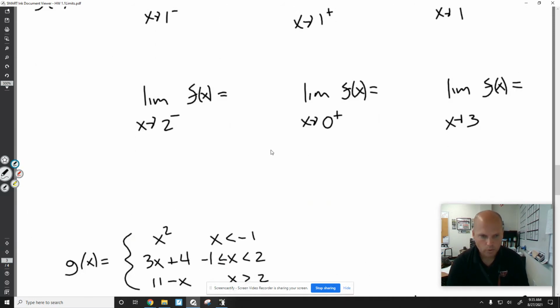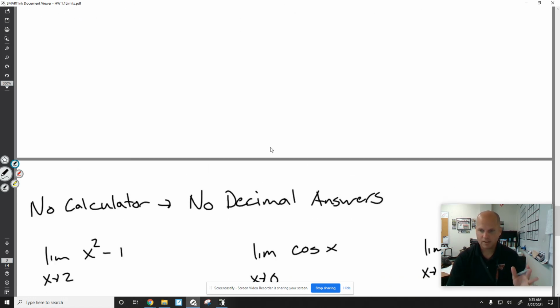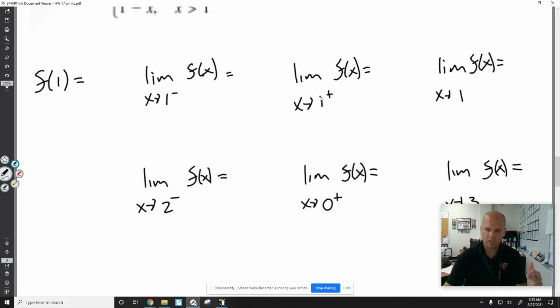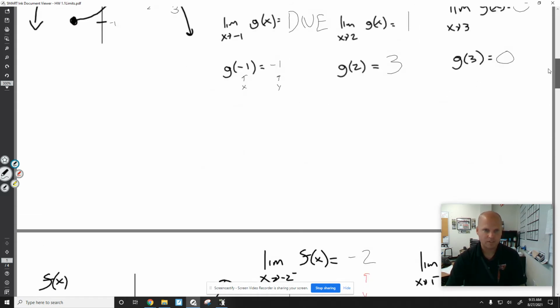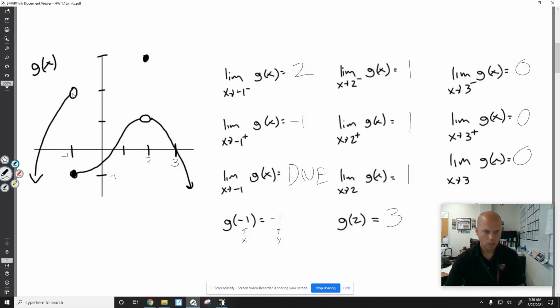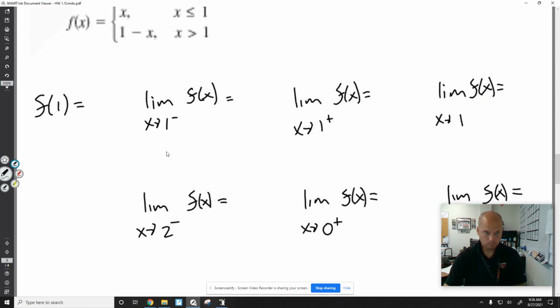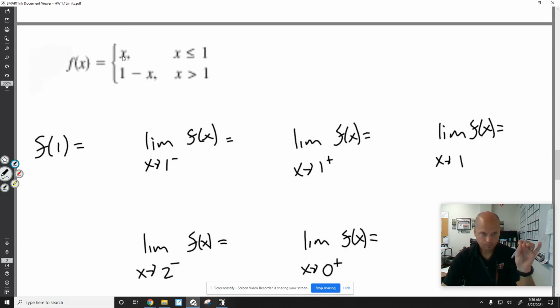Okay, now we get into piecewise functions. Piecewise functions make things tricky because it is with piecewise functions that we could potentially see jumps. Jump, a jump, a jump. Okay? We're using a specific equation for specific x values. For all x values less than or equal to 1, I'm going to use x. For all x values bigger than 1, I'm going to use 1 minus x.